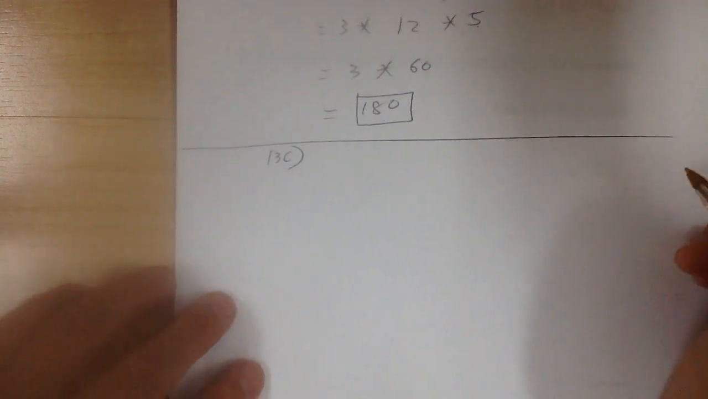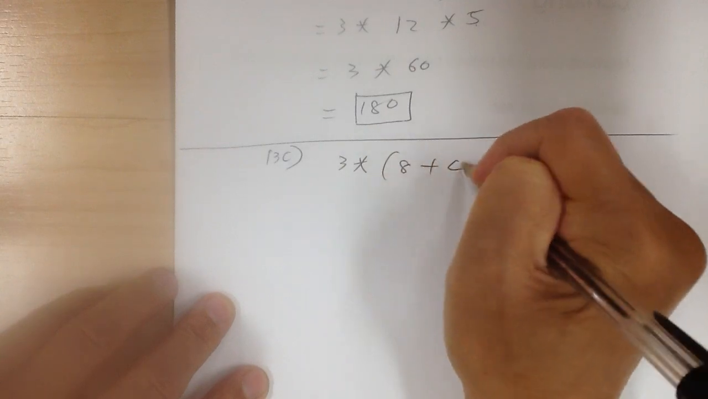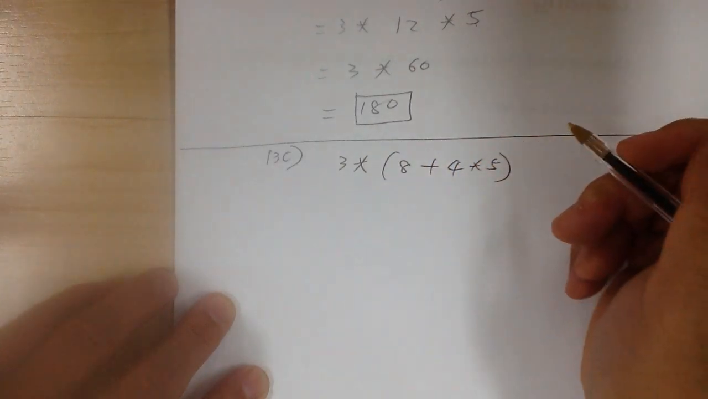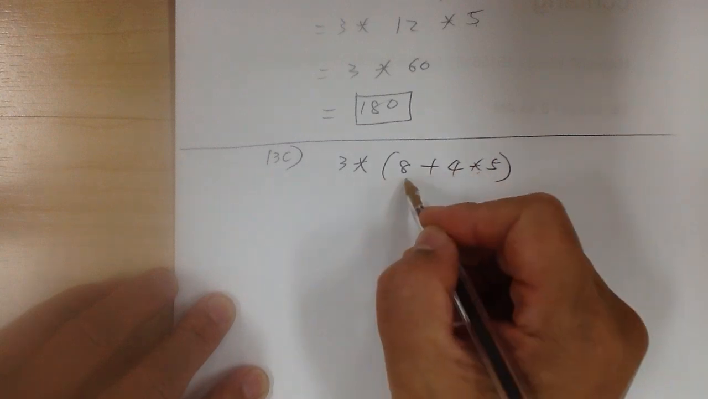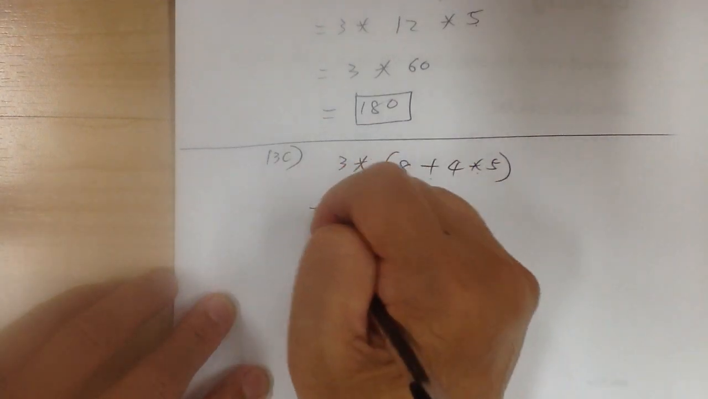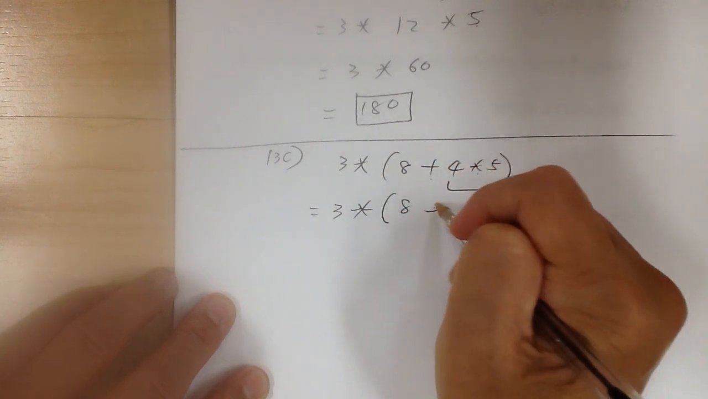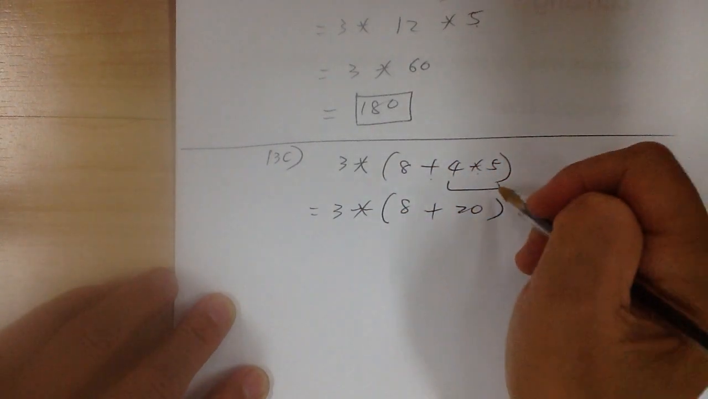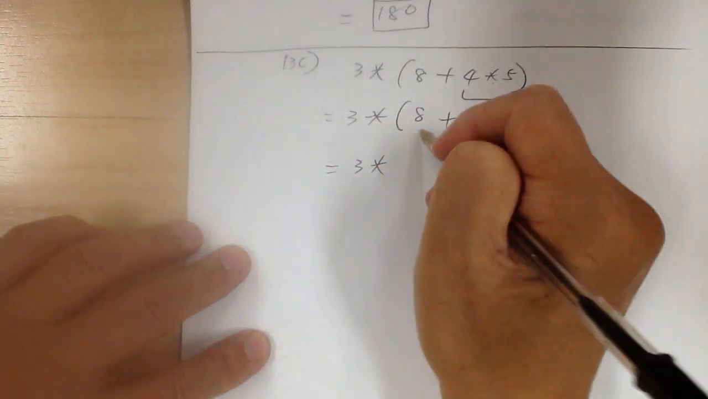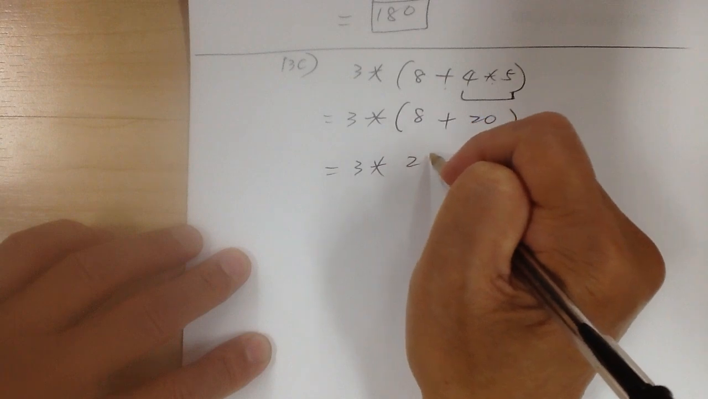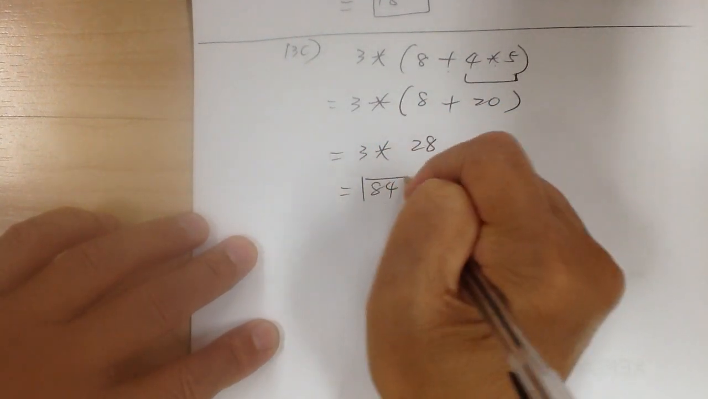Okay, 13c, you have 3 times parentheses 8 plus 4 times 5. So again, you have to do the grouping first. And in the group, you have the multiplication and addition, so you have to do the multiplication first. Okay, so you have to do this first, so it will be plus 20. Okay, and then you have to finish up your grouping, so it will be 3 times 8 plus 20 would be 28. And now you can multiply, you get 84.